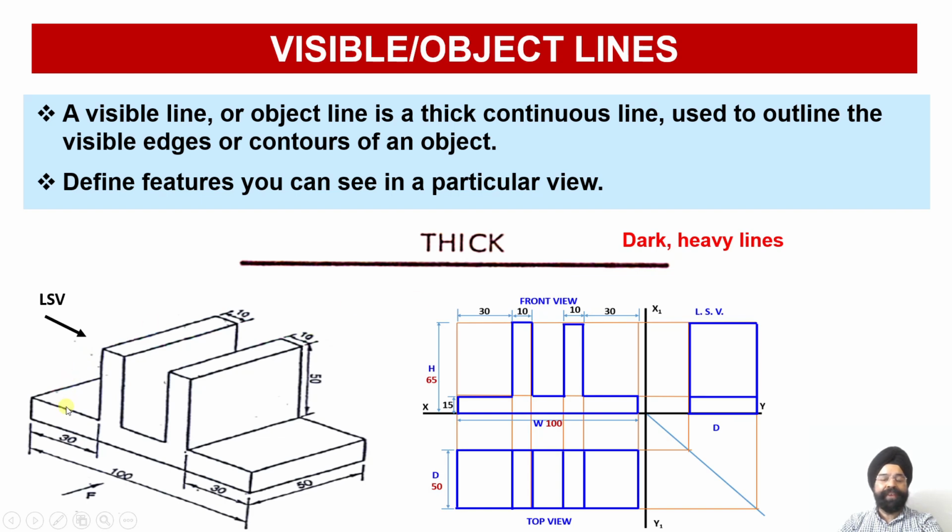So let us see, you have an example over here. We have this object. If we look at this object from the front side, we'll be able to see this particular surface in the front view. Since these are all the visible edges or the outlines of the object, we will need to draw all these lines in a thicker way using the HB pencil. So the HB pencil will be used to draw this particular outline.